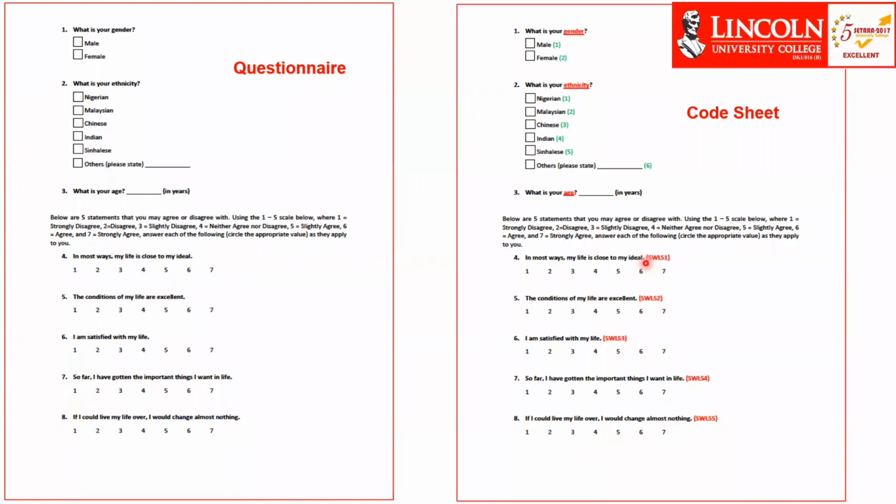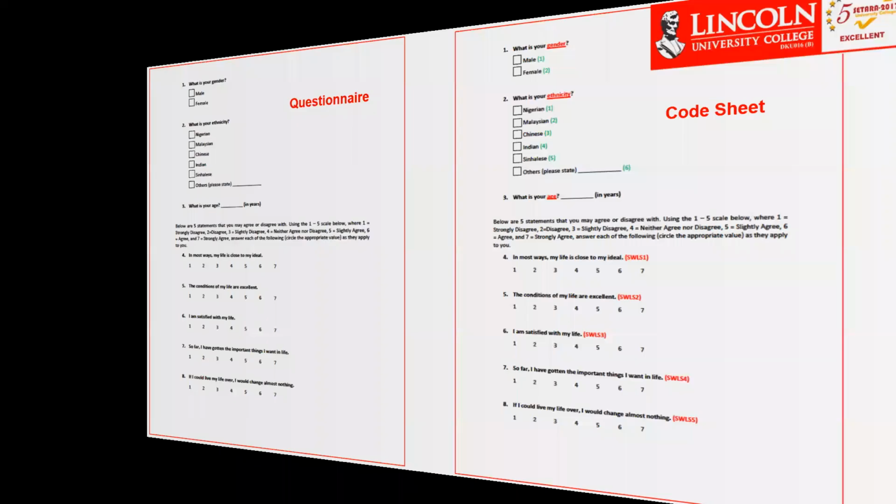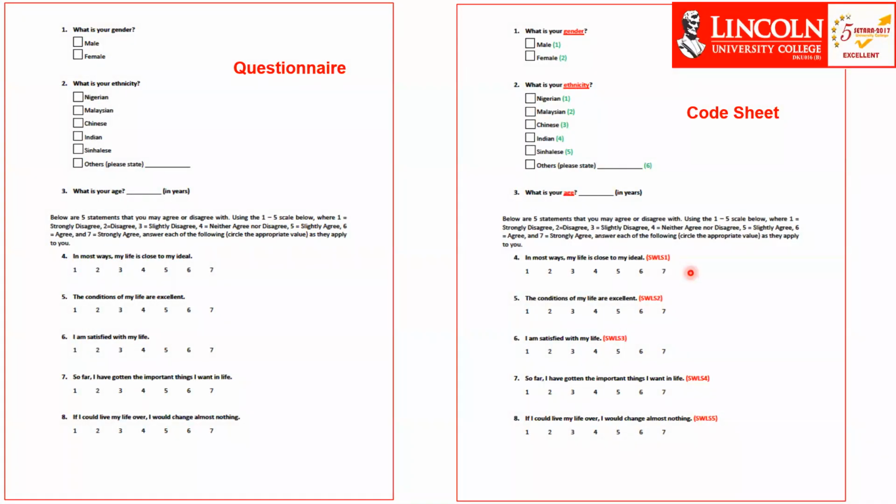SWLS stands for Satisfaction With Life Scale. That's what we have here, and these are the questions that come with this particular scale. So in any case, you first need to identify your variables in order for you to know how you are going to do the data entry.